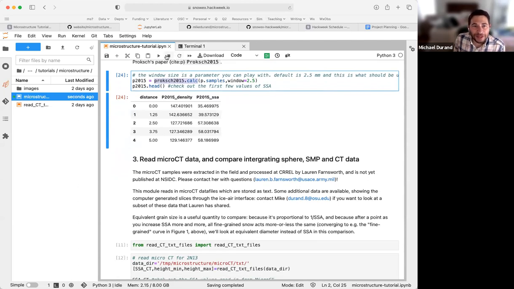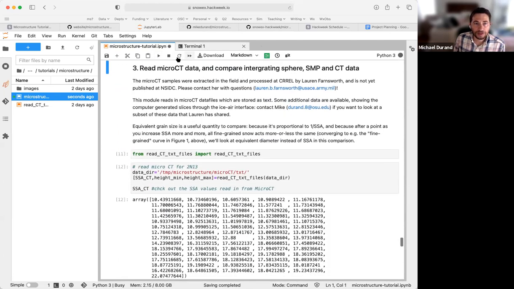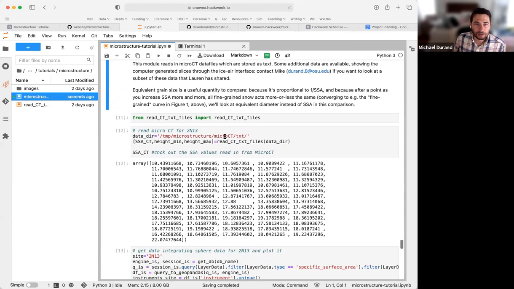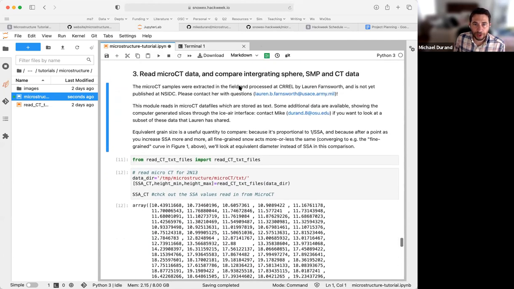Okay, let's move on to the CT. The CT data is not up yet, as I mentioned. I have received from Lauren Farnsworth a subset of the CT data. What's shared on the JupyterHub right now is only for 2N13. I have four more snow pits that I can share as well that the microstructure project is working with.